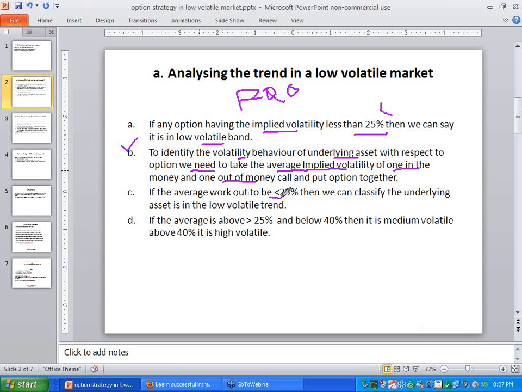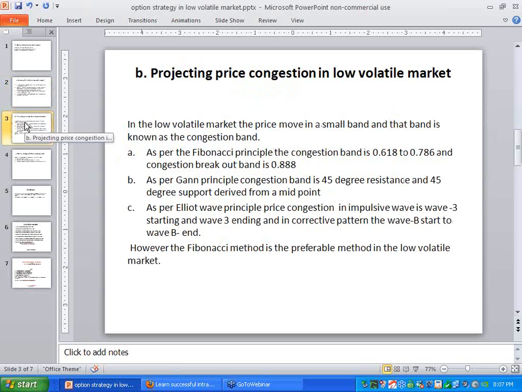If this average works out to be less than 25%, then we classify the underlying asset to be in a low volatile trend. If it is above 25% and below 40%, then it is a medium volatile band, and above 40% it is a high volatile band. This is only applicable for option strategic trades. However, if you are trading only in the futures segment, then the 20% band is the low, less than 20% is low. In option strategy, less than 25% is considered low, because it is a derived instrument. That's why we have given it 5 grace points.